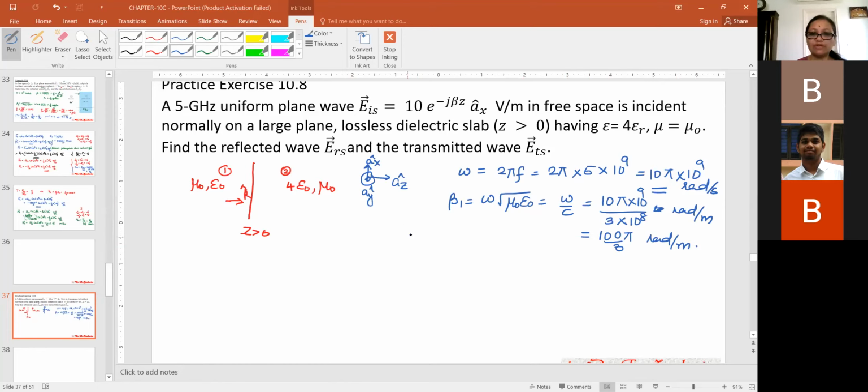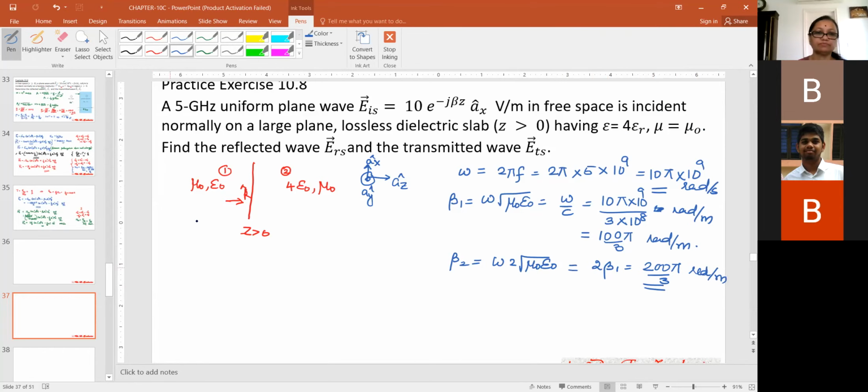Next let us find out beta 2. Omega into, you can see that it is 2 times root of mu naught epsilon naught, because here you have a 4 and the square root of 4 is 2. Therefore I can say it is 2 times beta 1. So that is 200 pi by 3 radians per meter. So you got one more thing.